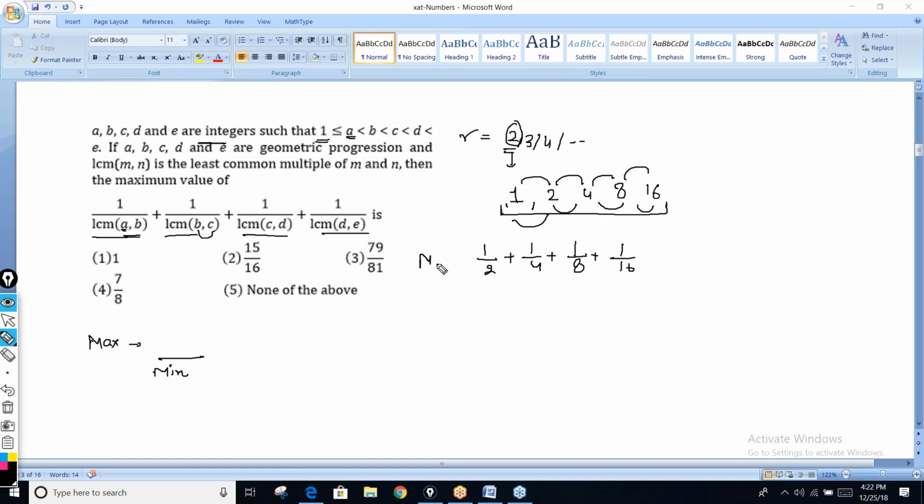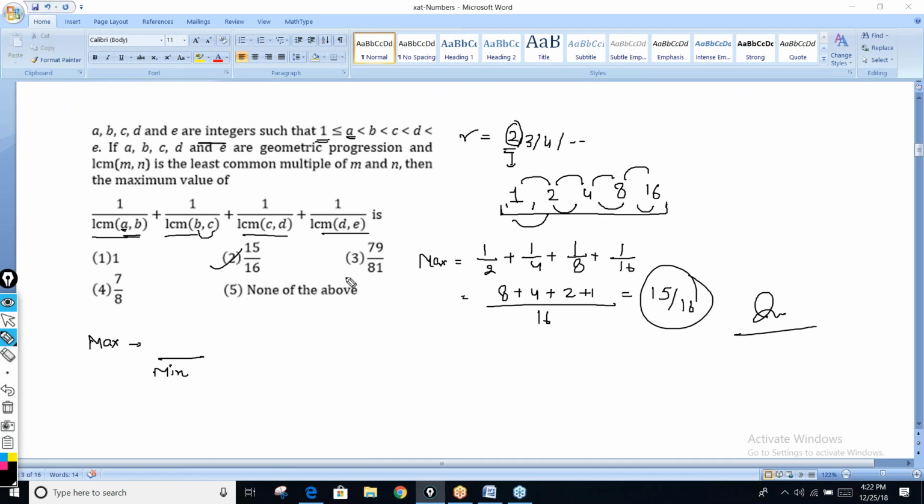So that is the maximum value of the fraction. So that comes out to be 8 plus 4 plus 2 plus 1 upon 16, and that is the answer. Answer is 15 by 16. You cannot make it more than that, not possible. If you take 3, the number will obviously be smaller. Options are given, 81 also.